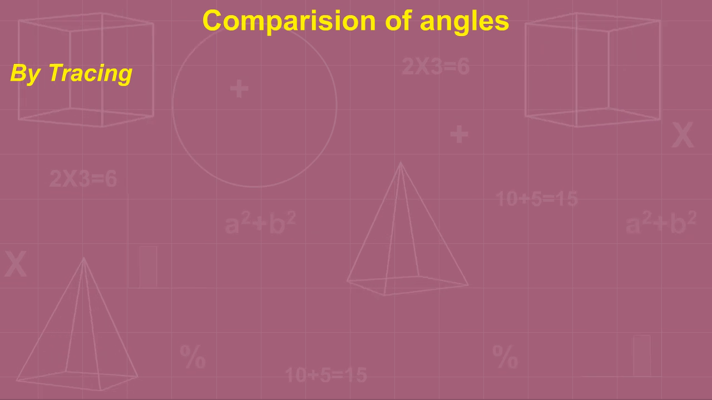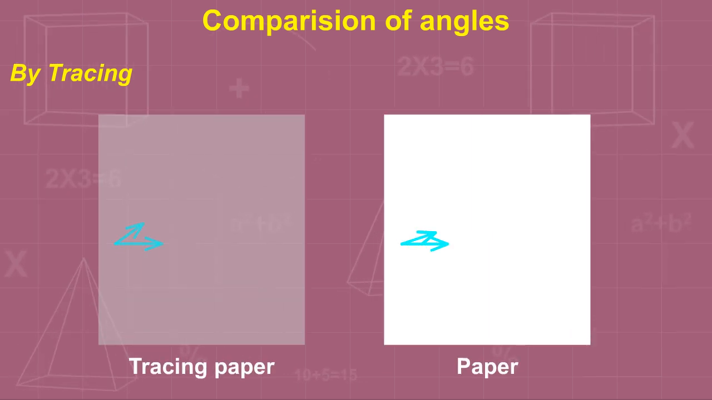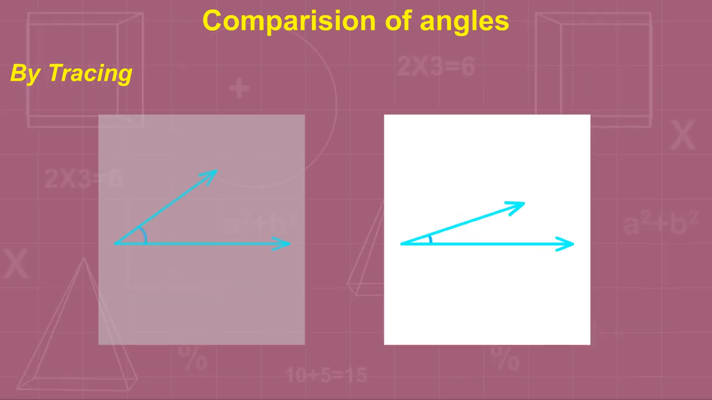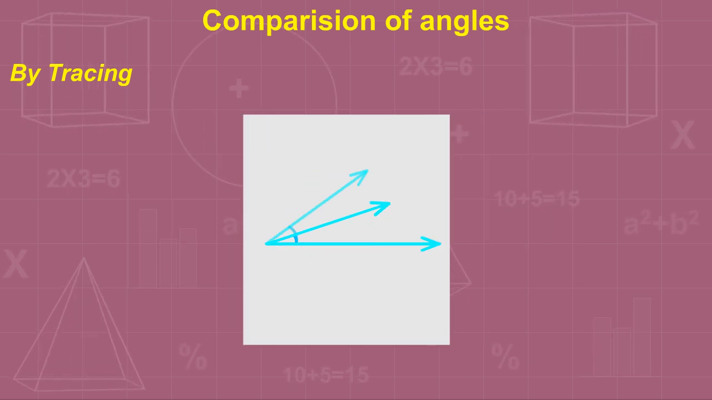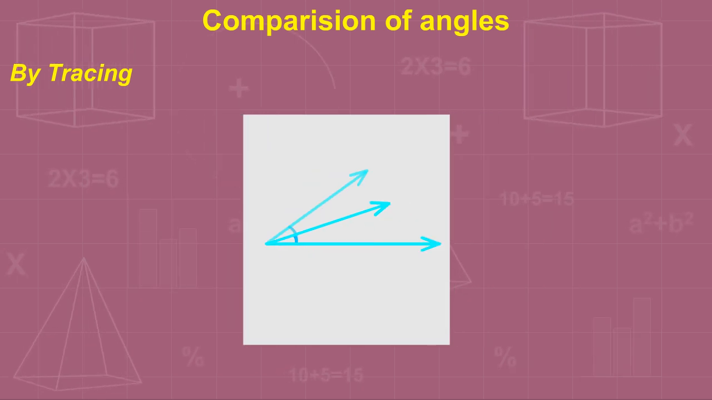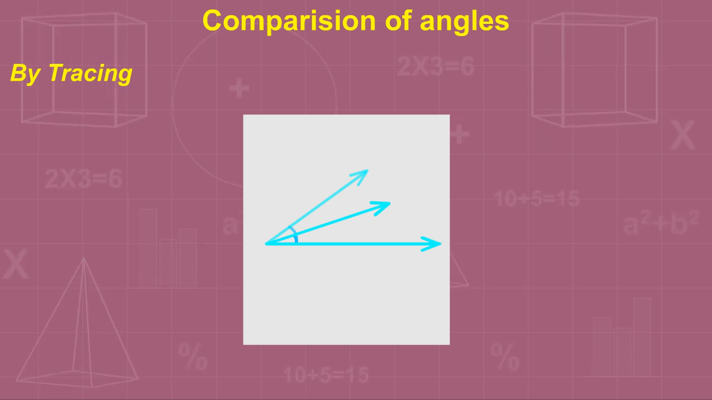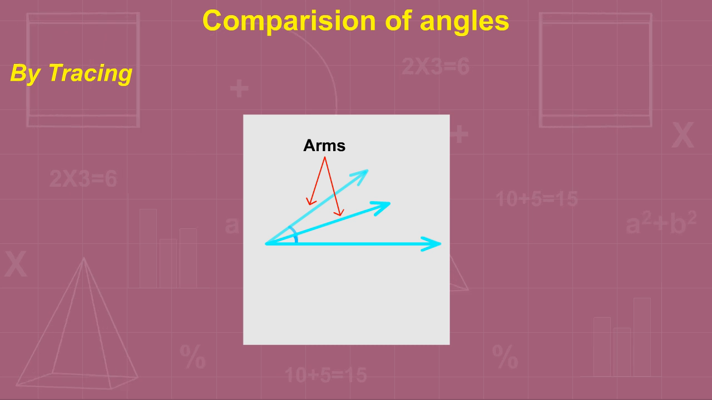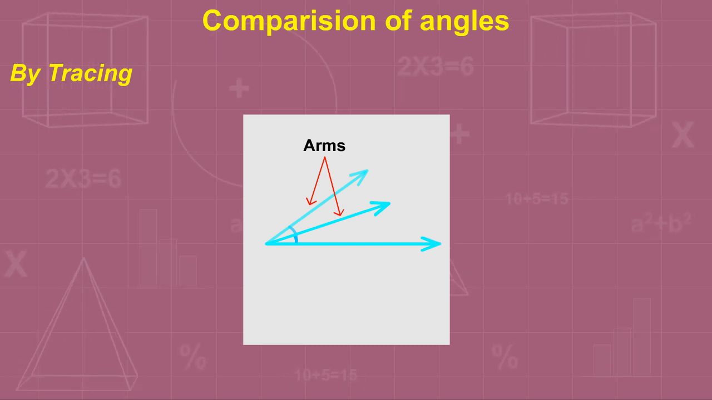By tracing. Trace one of the angles on tracing paper. Put the traced copy on the other angle such that the vertices as well as one of the arms coincide with each other. Compare the positions of the arms and determine which angle is greater or smaller.